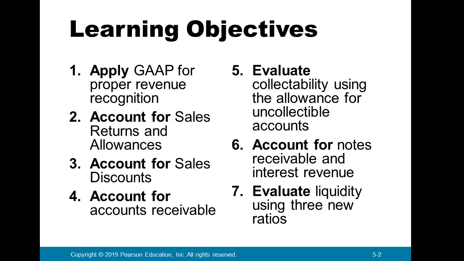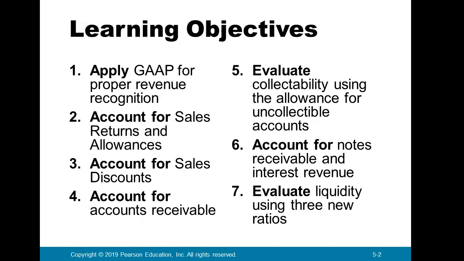You want to understand how GAAP is used for proper revenue recognition. You want to be able to account for sales, also returns and allowances. What is a sales discount and how do you account for that on your financial statements? What's the recording of it, quite frankly? And then how you account for receivables, accounts receivables particularly. We're going to talk about the allowance method, and again, the allowance method is going to be an important concept, and we'll talk about the why of it when we dig into that particular learning objective.